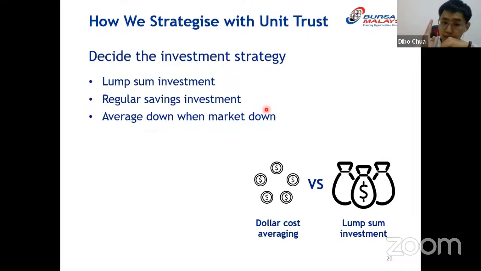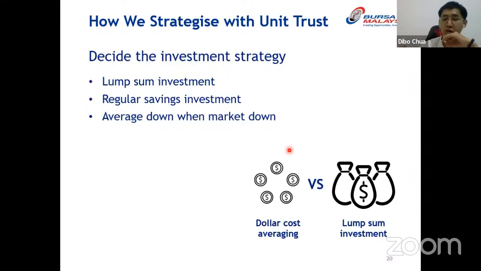But the most important thing is you gotta have capital whenever the market is down. This is a must, because whenever the market is down, you need to have the capital to average down. If not, you will just miss the opportunity. So this is very important.